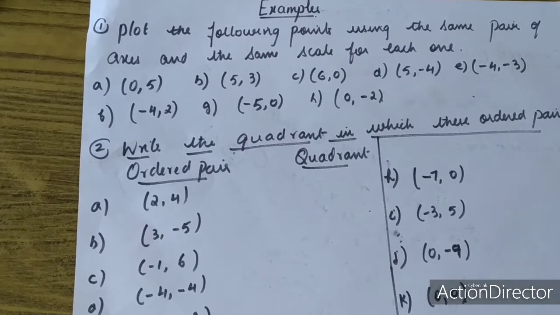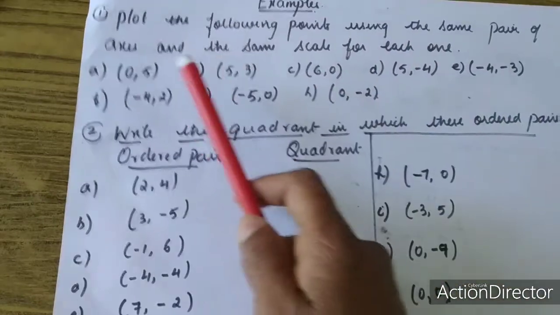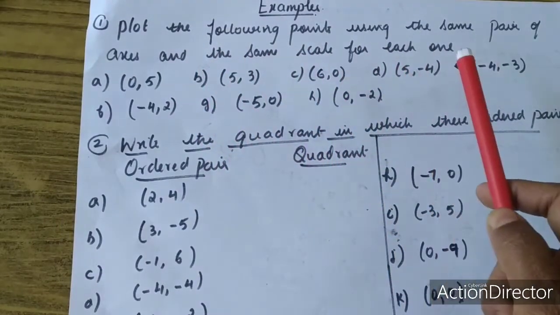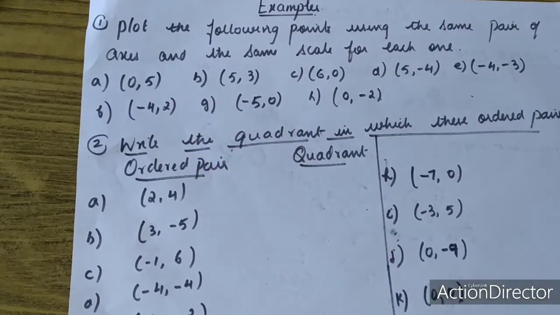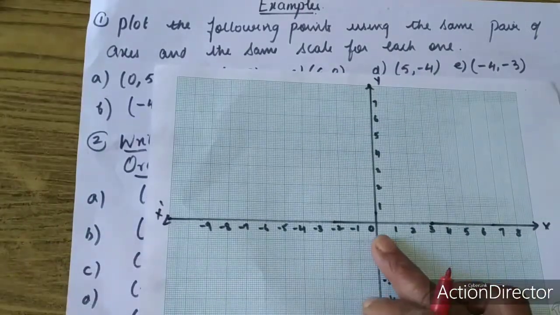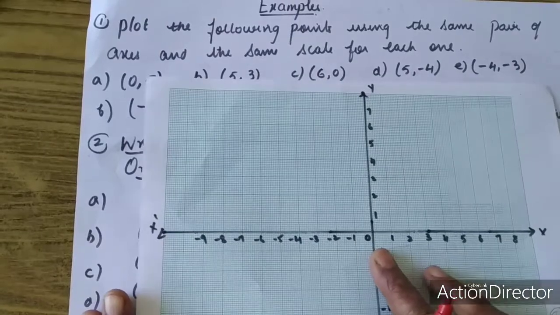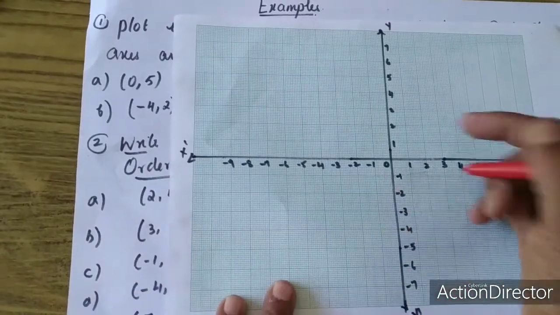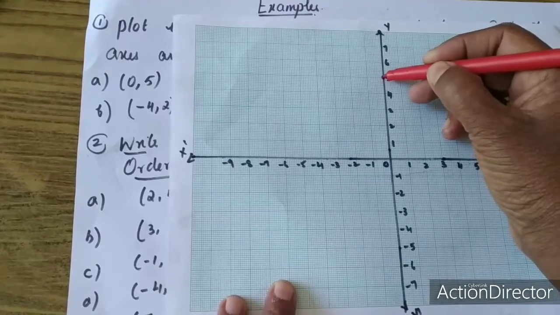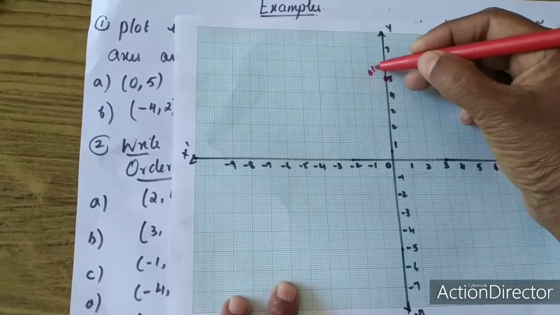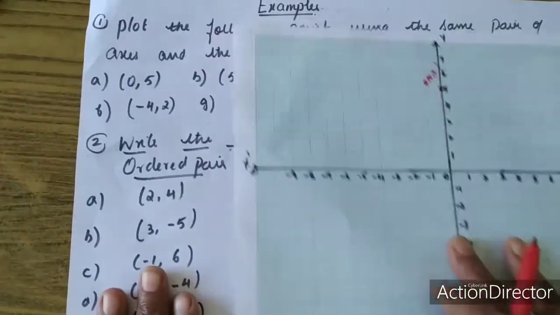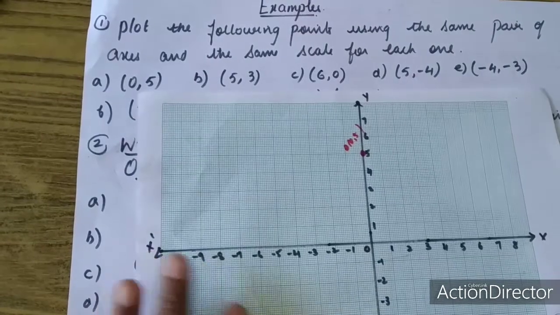Now, based on the above information, let us see some examples. Plot the points using the same pair of axes on the same scale for each one. First one, you have to plot 0, 5. So let us see how to plot 0, 5. That is 0 on the x-axis and 5 on the y-axis. So this is the point. Let us name it as A of 0, 5. Next one is 5, 3.